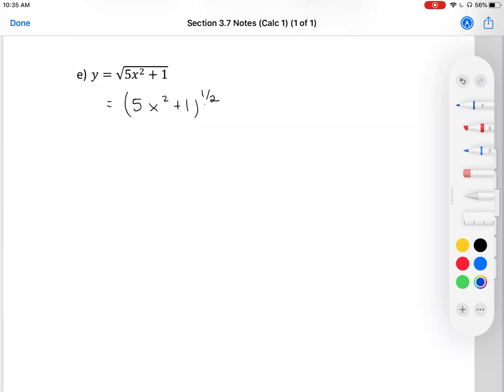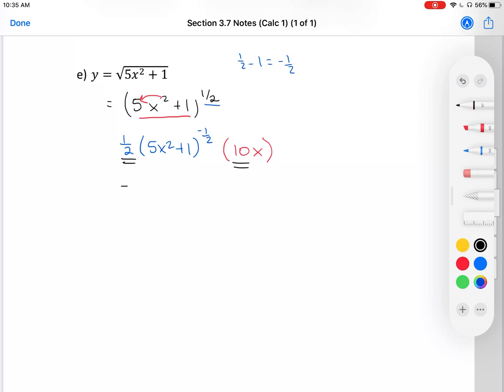So let's take the derivative of the outer. We bring forward that 1/2, and we have 1/2 minus 1. You get negative 1/2. Okay, let's take the derivative of the inside. So we get 5 times 2 is 10x. 2 minus 1 is just 1. The derivative of 1 is 0. There we have it. Okay, so let's clean this up.